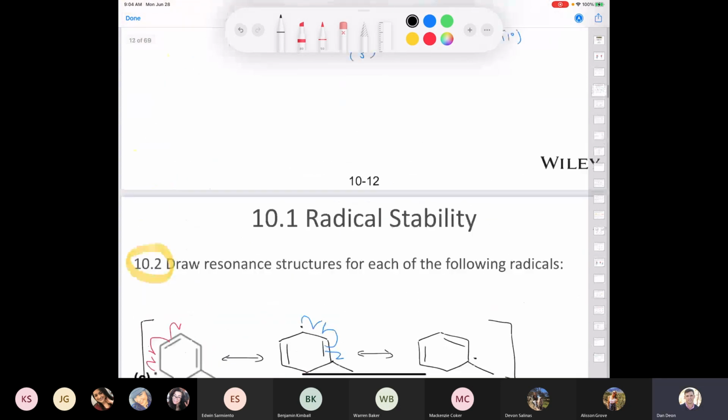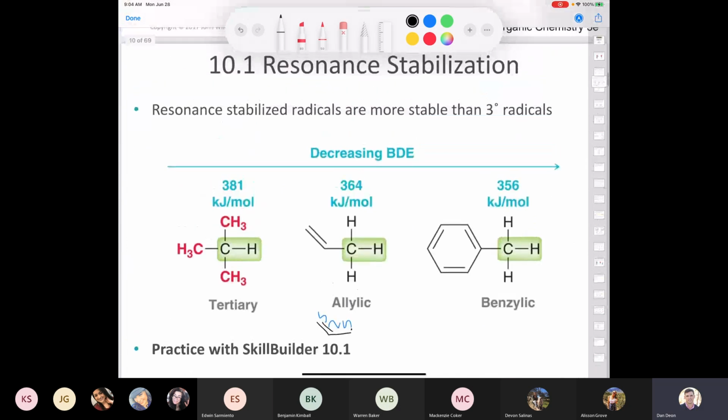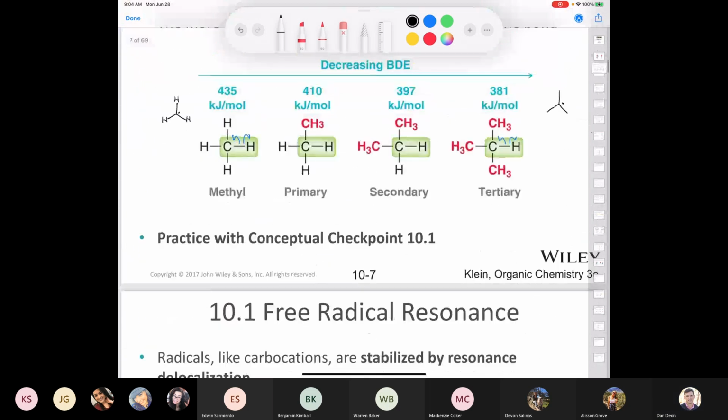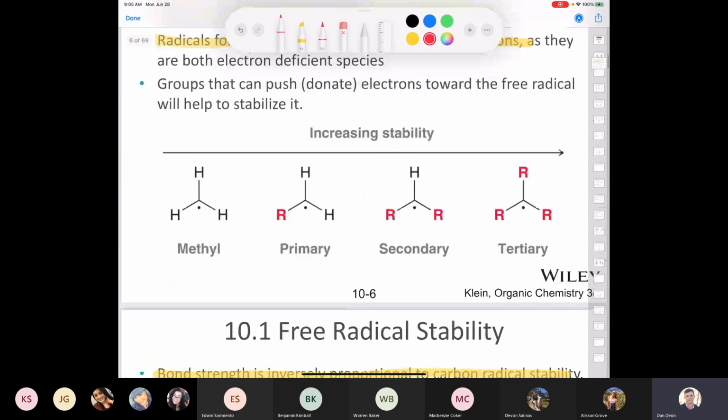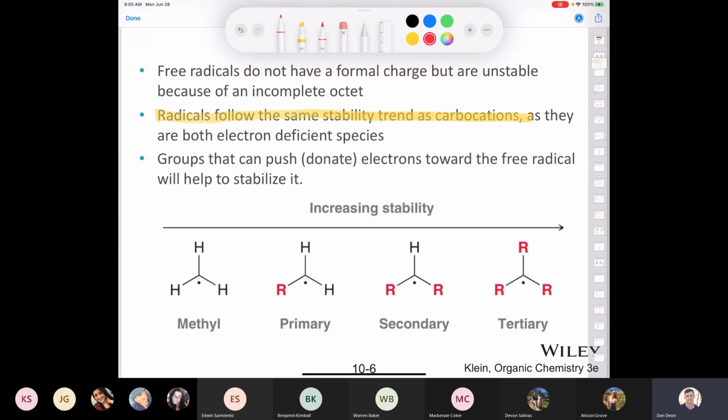So if we go back here and we look at bond dissociation energies, we're talking about bond strength. Bond strength is inversely proportional to carbon radical stability, right? So what does that mean? It means if it's inversely proportional, the most stable radical is the one that comes from the weakest bond. Weakest bond. Okay? Because we saw that as you have R groups that surround a radical, it renders it more and more stable. Okay?